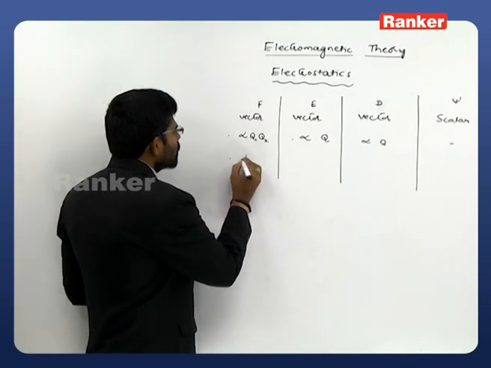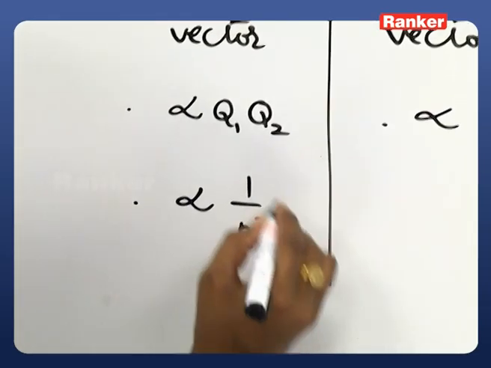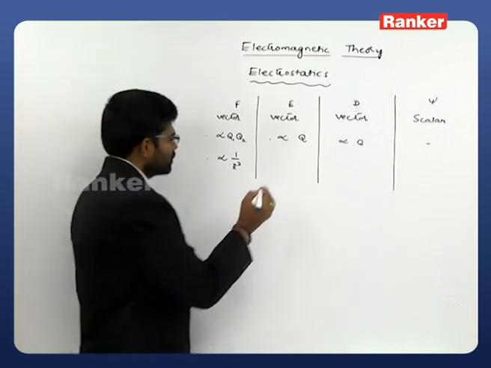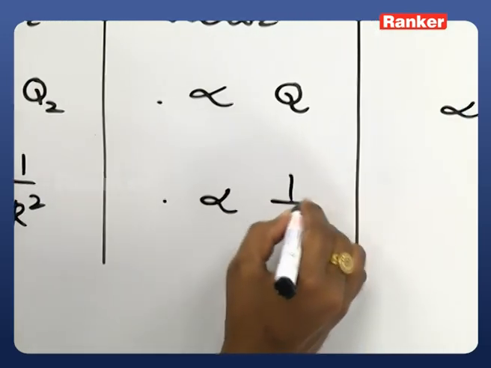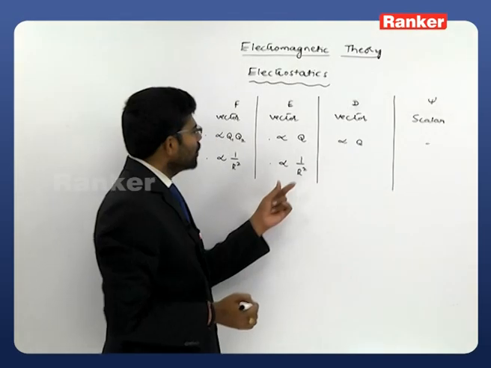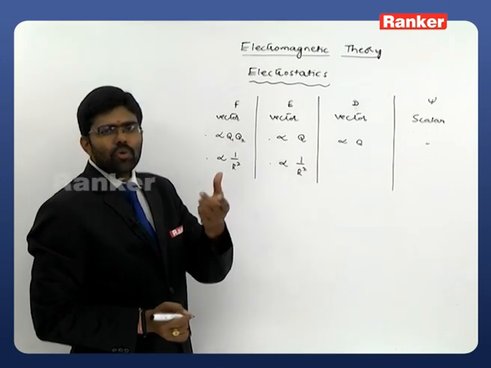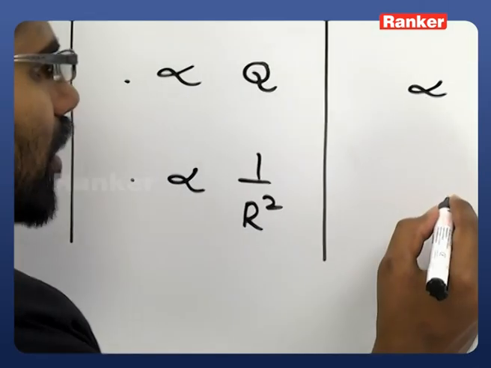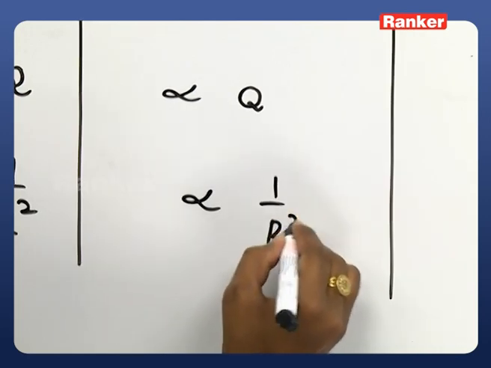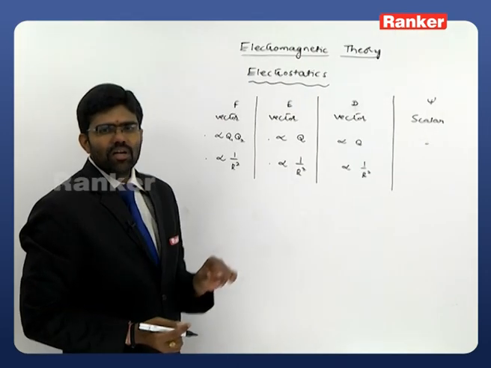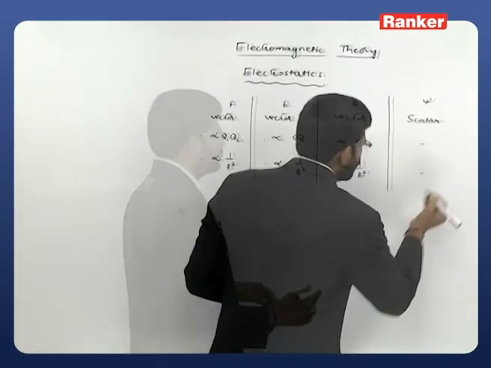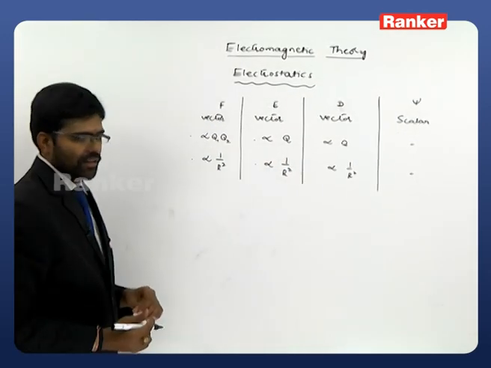Next, force is inversely proportional to the square of the distance between the two charges. E is also inversely proportional to the square of the distance between the point of observation and the location of the charge. D is also inversely proportional to the square of the distance between the point of observation and the location of the charge. Leave psi, we will discuss that later.